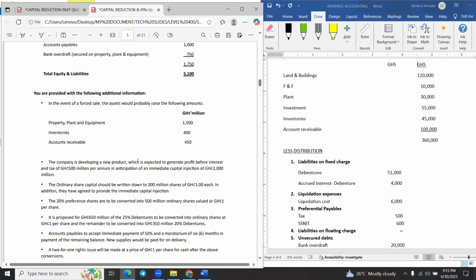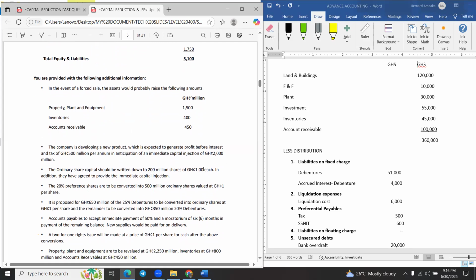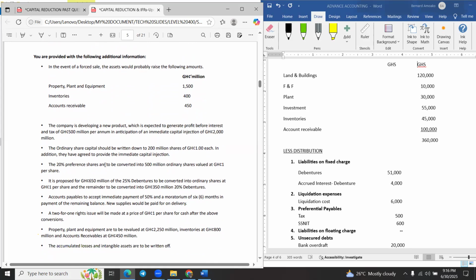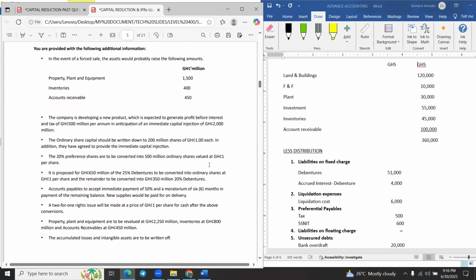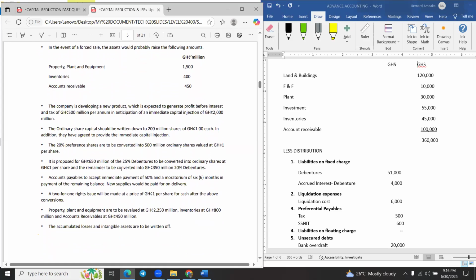So the company is developing a new product which is expected to generate profit before interest and tax of 500 million per annum in the anticipation of an immediate capital injection of 200,000. Now this is for reconstruction. The next point says that the ordinary shareholders should be written off too. This is also for reconstruction purposes. 20% of the shareholders are to convert into 500 million ordinary share value. That is also for reconstruction purposes. And then the next one too says that it is proposed that 650 million of the 25% are to be converted into ordinary share at 1 cedi per share.